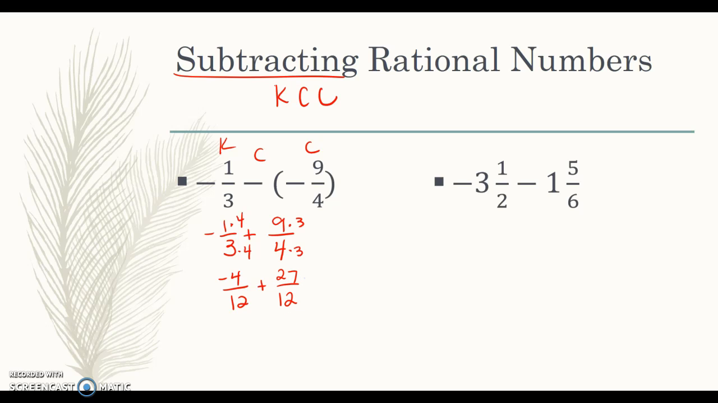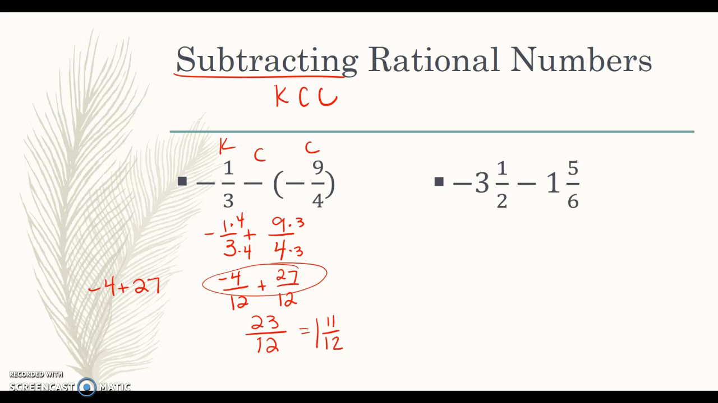Once we have that common denominator, now we're just worried about our numerators. Negative 4 plus 27. Sometimes it helps to rewrite that numerator problem to the side just so you can focus on the integer part of it. So here we get a positive 23 over 12. Now that's improper. So we need to see how many groups of 12 can we pull out of 23. We can only take 1, and we've got 11 left over. So we've got 1 and 11/12.